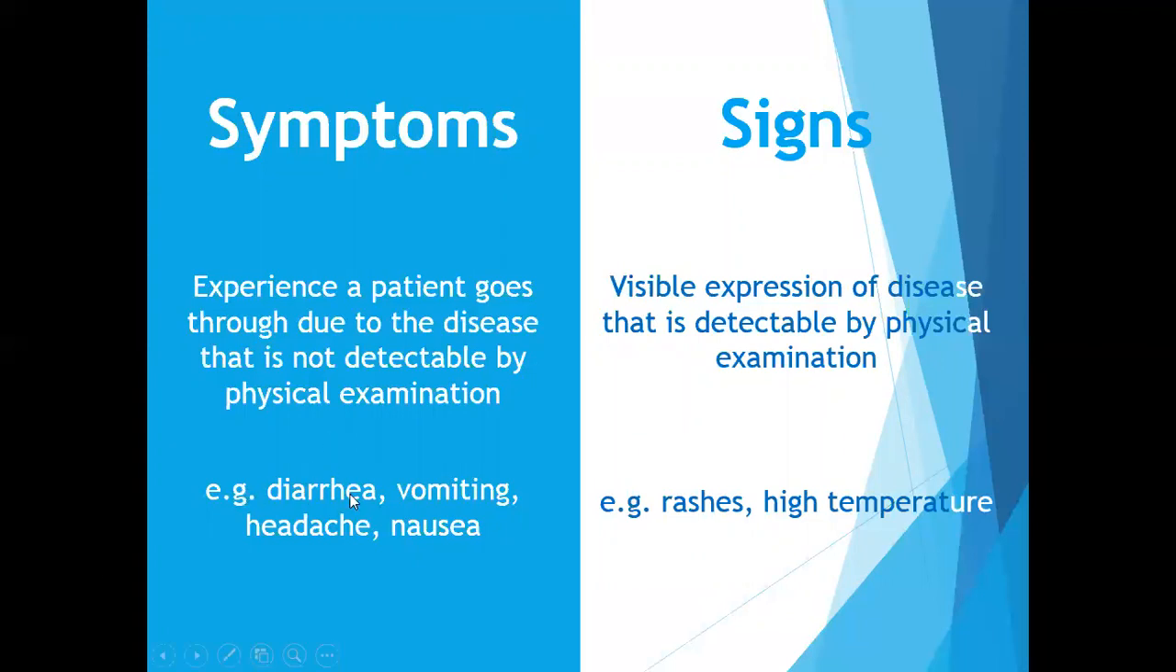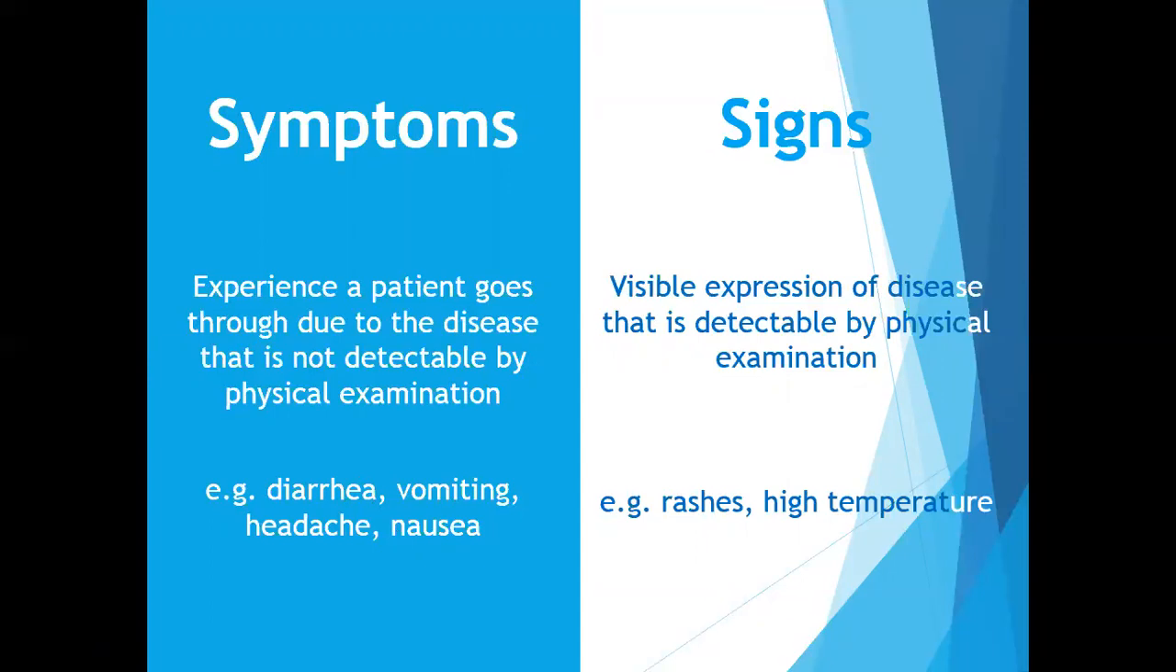For example, diarrhea. Note this diarrhea spelling is without O because it's US spelling. With O is UK, without O is US. Both are correct. Vomiting, headache, nausea. Nausea means you feel like vomiting. All these things you experience, so the doctor cannot know. You have to describe them to the doctor. So these are symptoms.